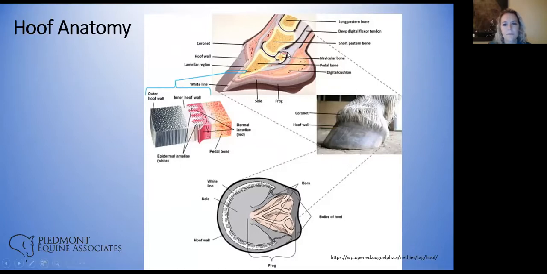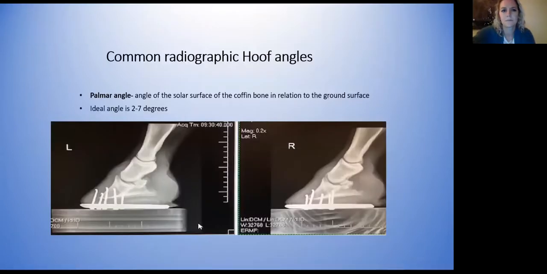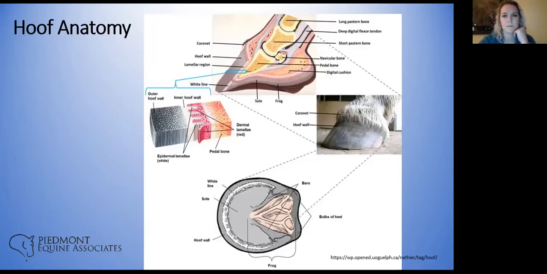The bony structures of the foot are in one single column. You have the coffin bone or the pedal bone, the navicular bone, the short pastern, and then the long pastern. Really the hoof capsule starts at the short pastern bone, so the majority of the coffin joint is actually contained in the hoof itself. Then the other anatomical structures are the cornet band, the hoof wall, and the laminar region.